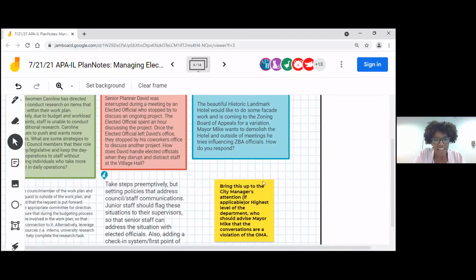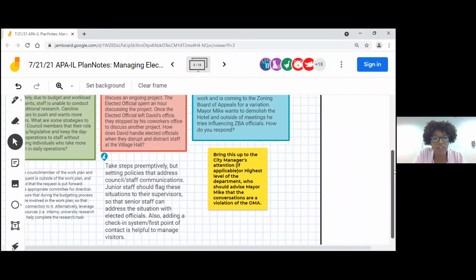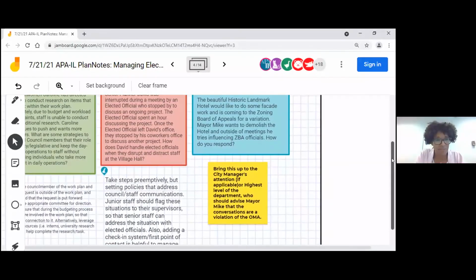So it looks like breakout group 3 stated that they bring this up to the city manager's attention if applicable, or the highest level of the department, who should advise Mayor Mike that the conversations are a violation of the Open Meetings Act. Right, basically, who should advise Mayor Mike that you're behaving somewhat badly in this particular process?